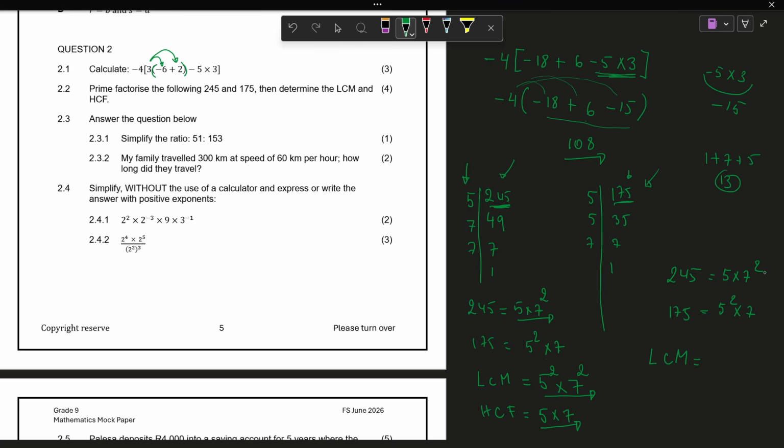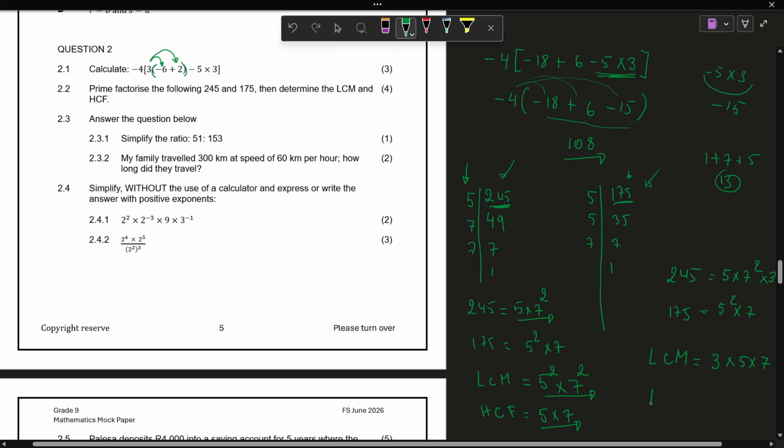Even if it doesn't appear on either number, you need to name it here, right? So suppose there was, let's say, 3 here. So we're going to have to name all the prime factors. We're going to have 3 times 5 times 7 here.